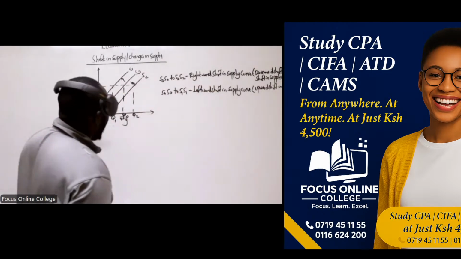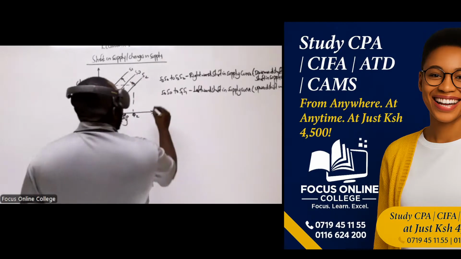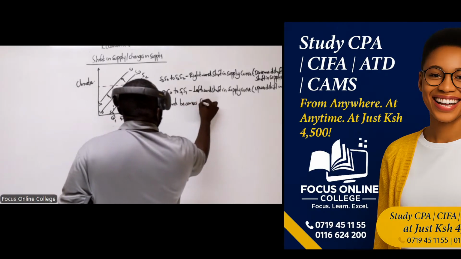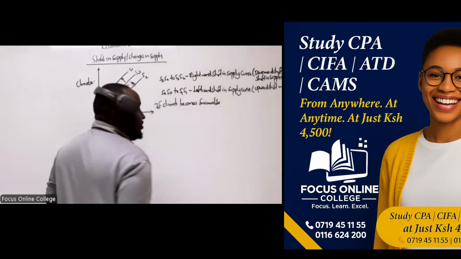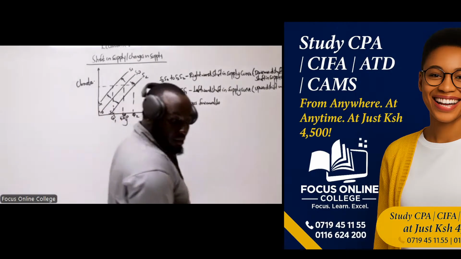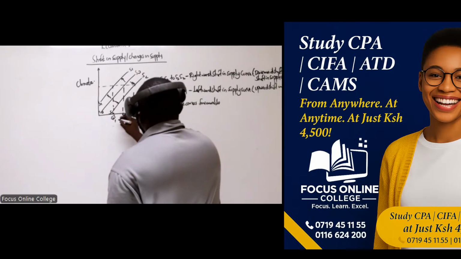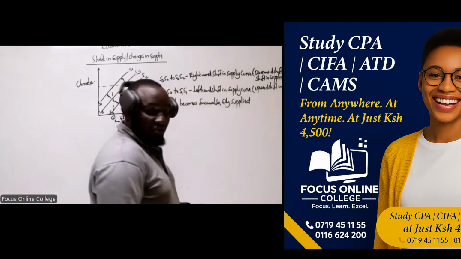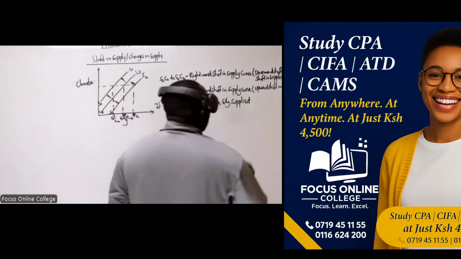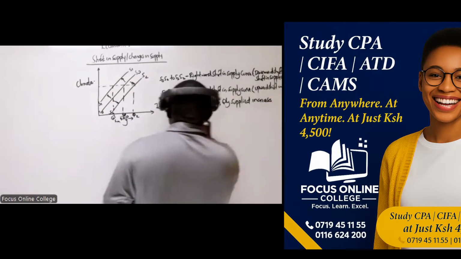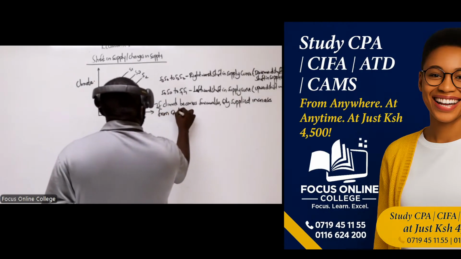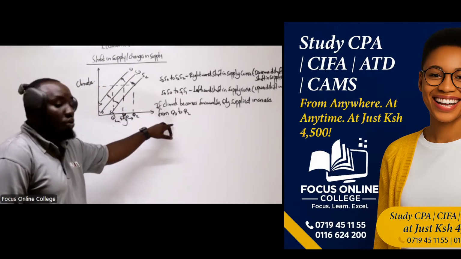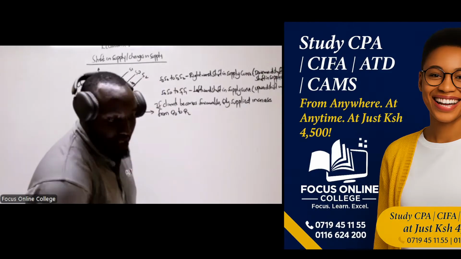So on this, we talked about climate. So we say that if the climate basically becomes favorable, quantity supplied increases. We know that from Q0 to Q2. So if the climate becomes favorable, the quantity supplied will increase from Q0 to Q2.